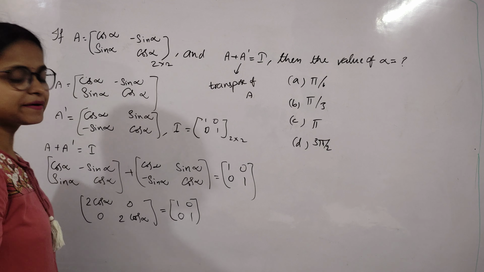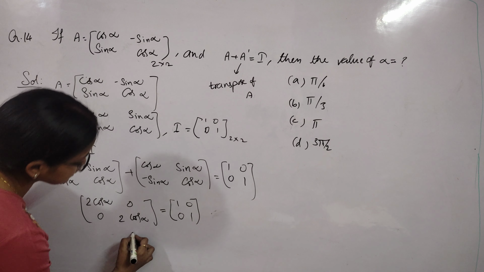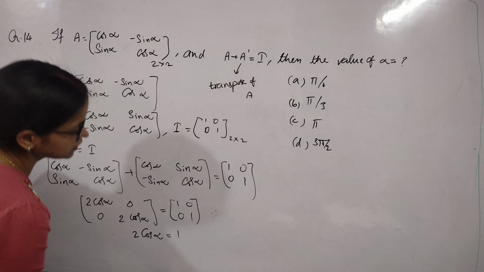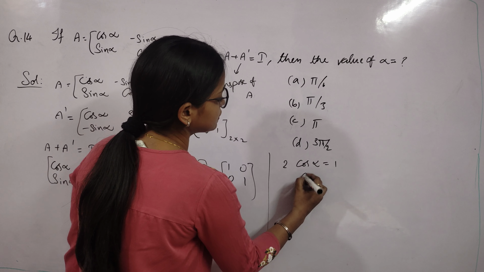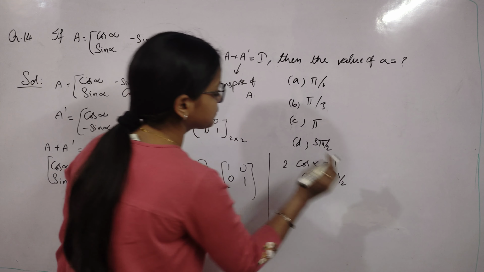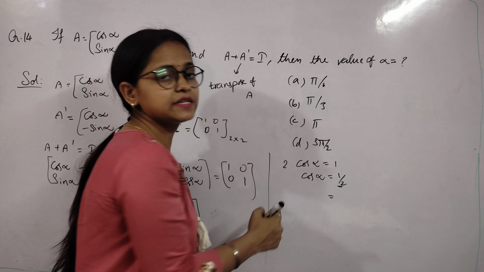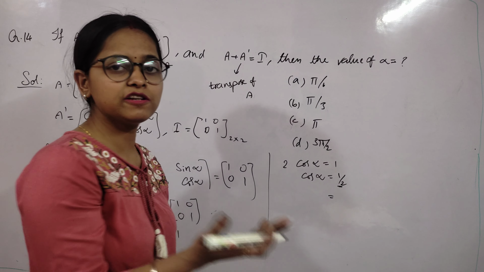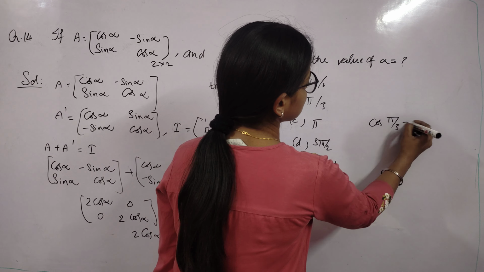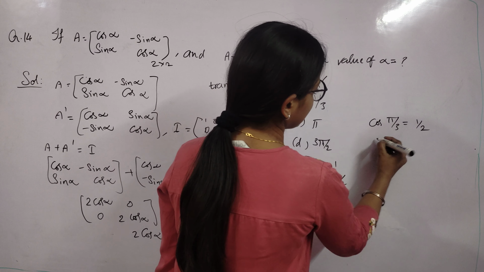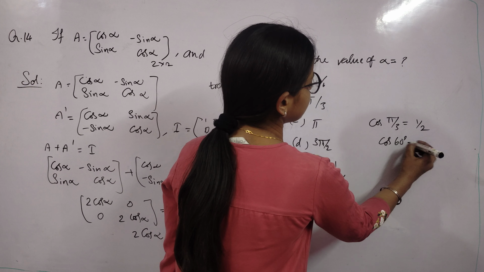By the equality of matrices, we can equate the corresponding elements. So from this, we can equate 2 cos alpha is equal to 1. Cos alpha is equal to 1 by 2. Okay. So now we get this. And here the left side is cosine, so the right side will also be in cosine. So we know the value of cos pi by 3 is 1 by 2. Pi by 3 is 180 by 3, 60 degrees. So cos 60 degree value is 1 by 2.